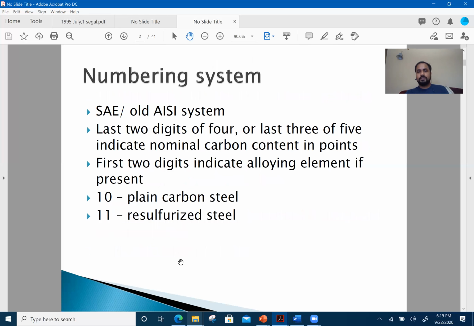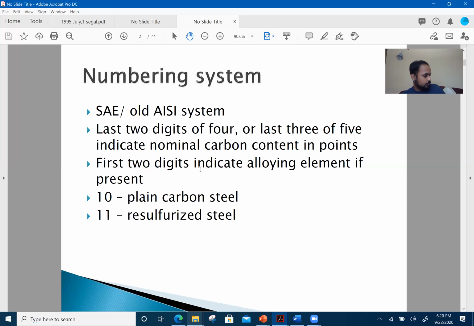So the numbering system for these steels, you guys might see 1030, 1040, or 1180 or something like that. I'll just briefly explain how you can identify whenever you see that kind of numbering. In case of steel, the numbering system followed is either the SAE system or the AISI system. It's an old system, but everybody uses this. Internationally, they have developed some other systems as well, but these systems are really useful, so everybody is still using this.